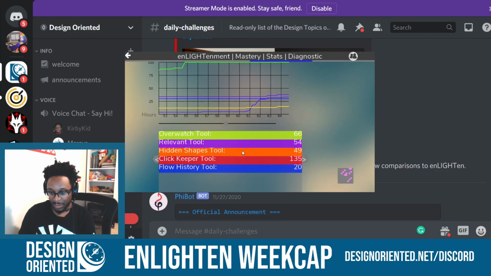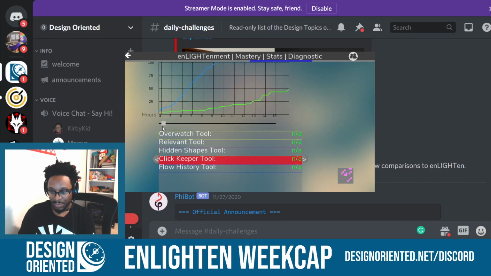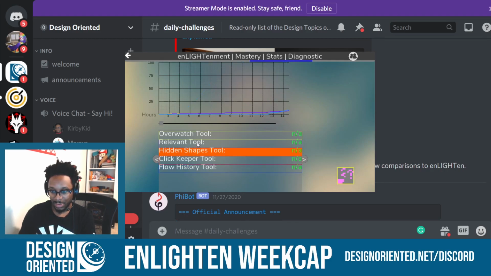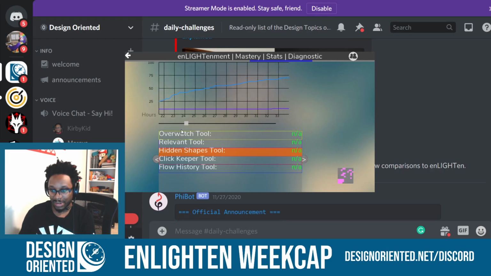Click keeper tool. Oh, these are my stats. People love the click keeper. Right when they get it, they're like, yeah, I use it every day, and it just explodes. Hidden shape tool people do not use nearly as much. But getting up there, that's quite a lot. That's quite a lot, actually.